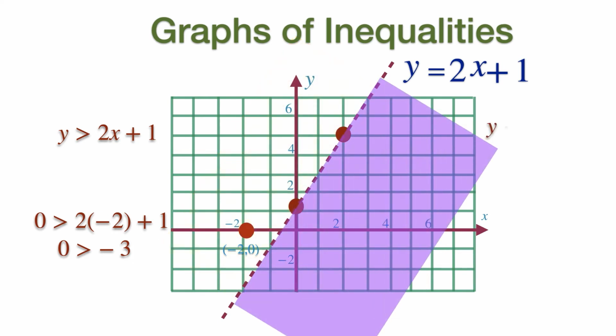Likewise, y less than 2x plus 1 lies below the line, and this too could be verified using a coordinate, say, (0, 0).